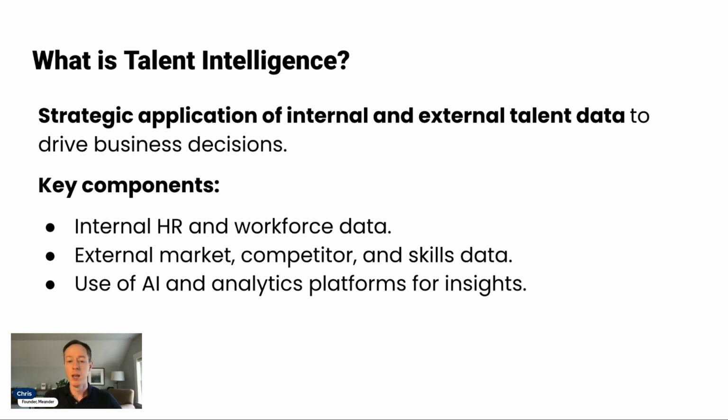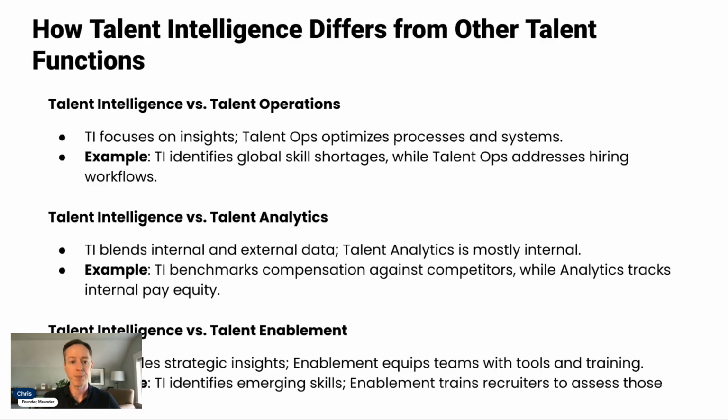And the big components, as we discussed, are internal workforce data, external market and competitor data, including skills taxonomies, which generally are a little harder to define and a lot more focused on the different types of organization. And then the use of AI, especially today, and different analytics platforms in order to deliver those insights. And how does it differ from maybe some of the other talent functions?